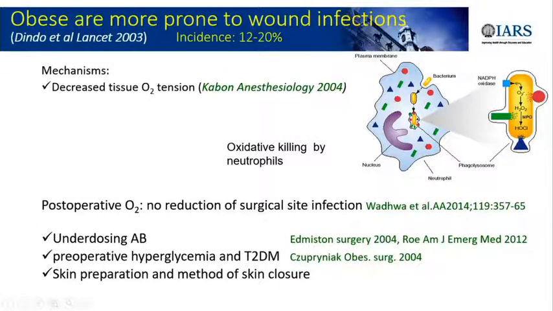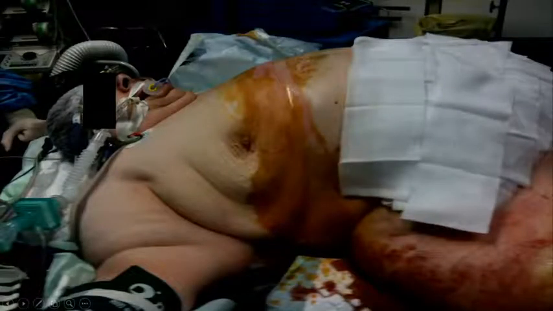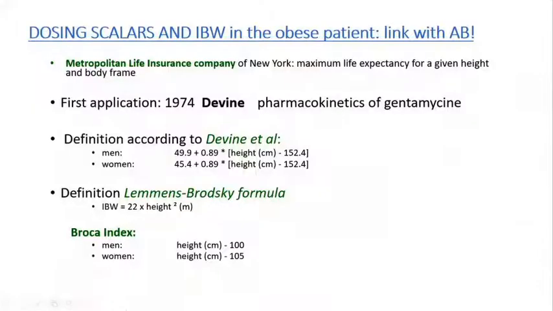The problem of surgical site infections probably also has to do with the fact that we underdose our antibiotics in the obese. And of course, many of the obese have hyperglycemia and type 2 diabetes, which make these patients more prone. And there are also some very practical issues. For instance, the skin preparation and the method of skin closure play an important role. In these morbidly obese patients, you need about 1 gallon of povidone iodine to disinfect. The skin is full of crevices, very difficult to disinfect in one clean swipe.